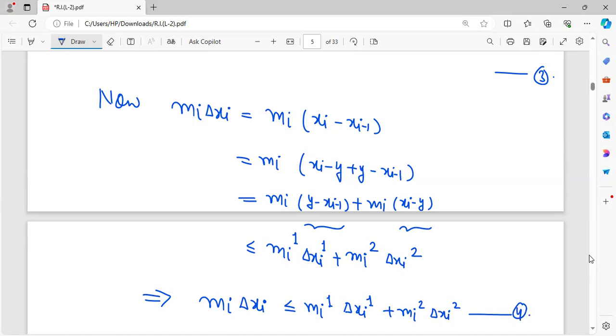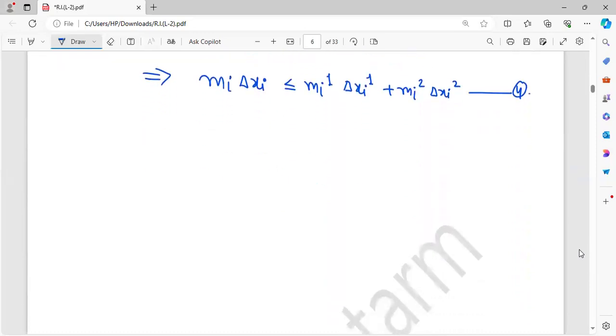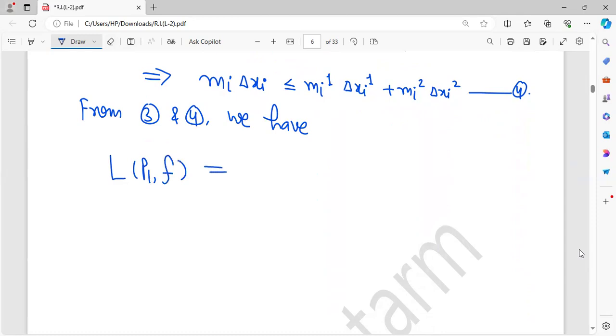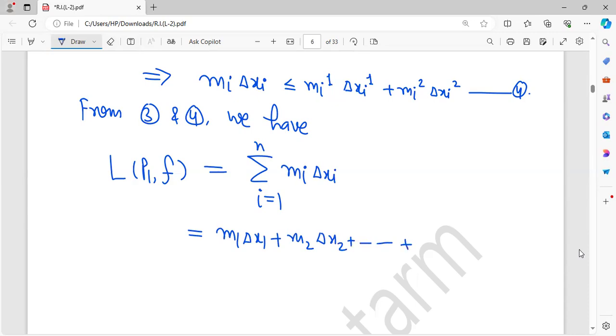From equations 3 and 4, what we have? L(P1, f) is equal to the summation i goes from 1 to n of m_i Δx_i. After opening this one, m_1 Δx_1 plus m_2 Δx_2 and so on, m_i Δx_i, plus m_n Δx_n. But by equation 4, this is less than or equal to this.